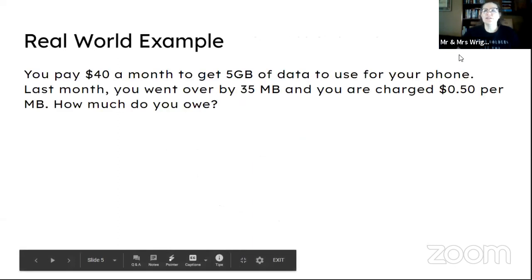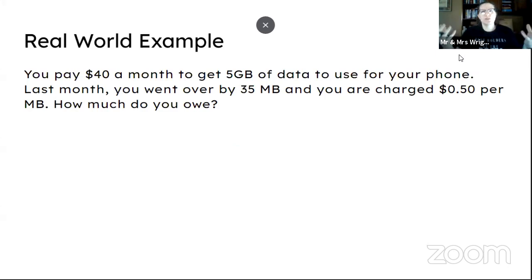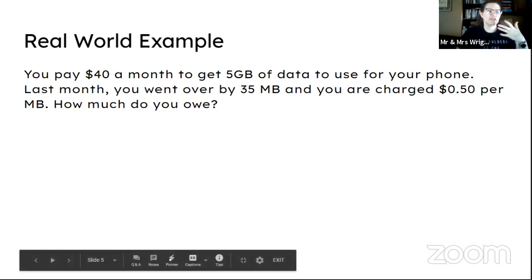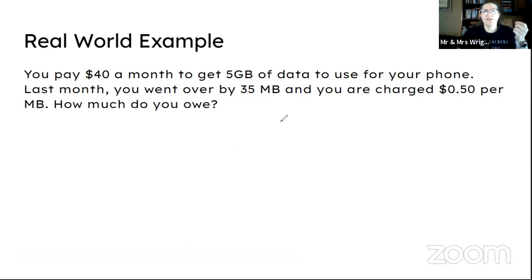All right, so that brings us to some real world examples. Most of us have cell phones, right? Well, with cell phones, you can have unlimited plans if you have a good plan. If you have a plan that costs you less per month, then you may only have a limited amount of data that you can use, and then you have to pay for anything over that. Here's an example of that.